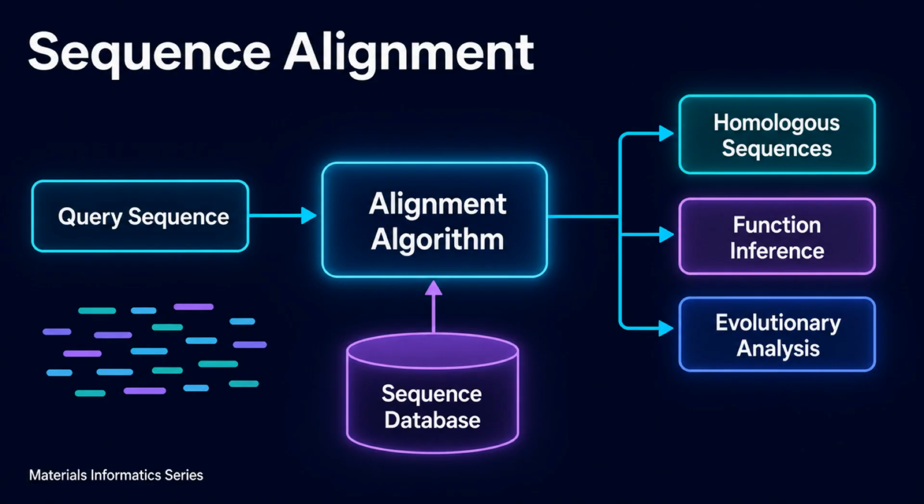Let's start with sequence alignment. Sequence alignment is a technique for comparing two or more sequences to evaluate their similarity. Given a query sequence, an alignment algorithm compares it against a database to find homologous sequences. These homologs can help us infer function and analyze evolutionary relationships.